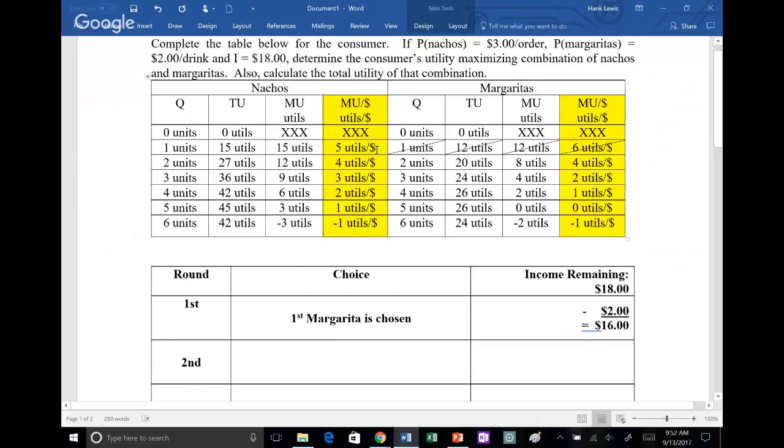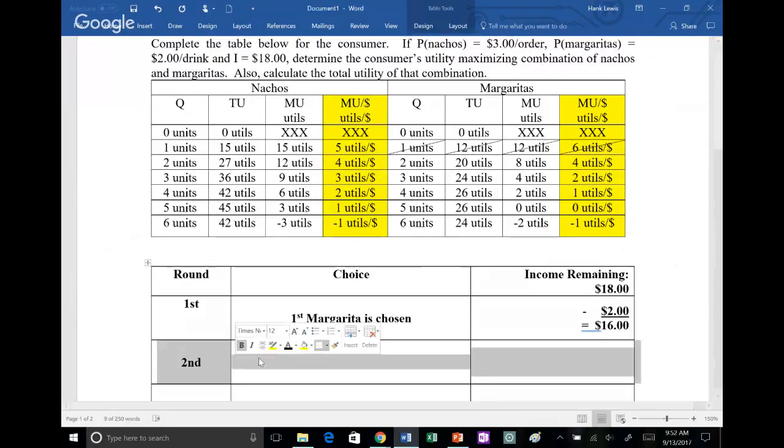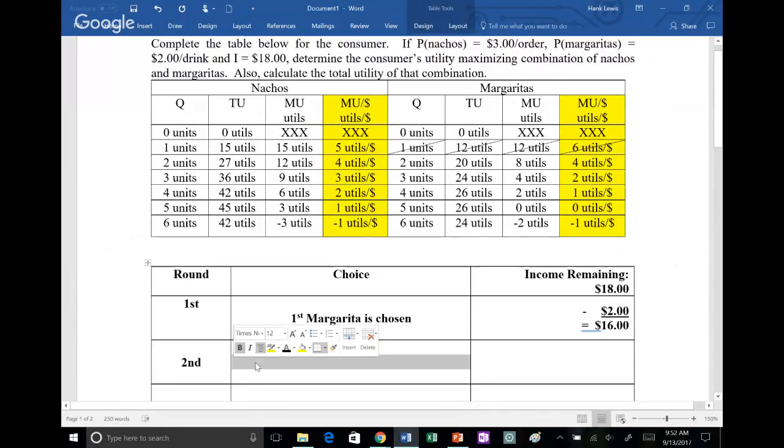First plate of nachos, 5 Utils per dollar. Second margarita, 4 Utils per dollar. Remember, we already bought the first margarita. It's not available anymore. Last I checked in this universe, 5 is bigger than 4. So in the second round, excusez-moi here, I was not trying to select everything, just trying to select this one little cell, okay? The first plate of nachos is chosen.